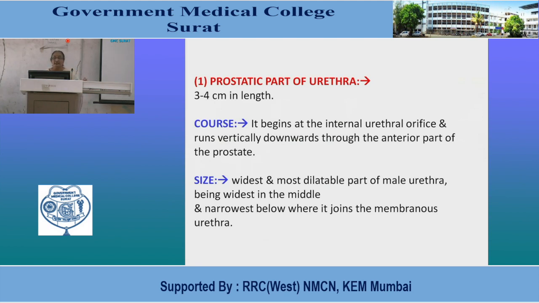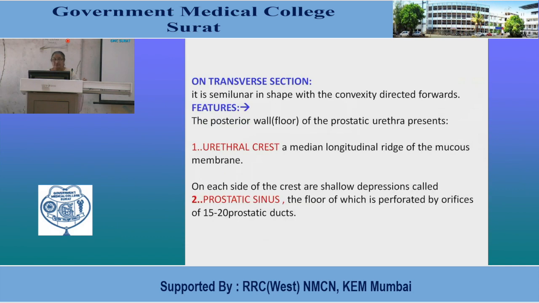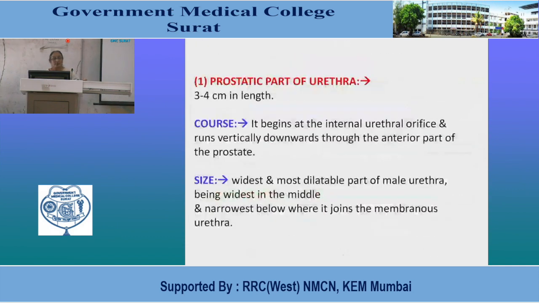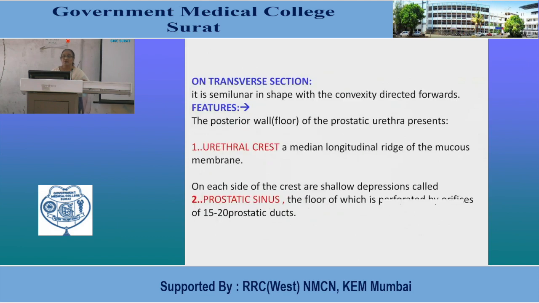Moving toward number 1, the prostatic part of the urethra, 3 to 4 centimeters in length. Course: it begins at the internal urethral orifice and runs vertically downward through the anterior part of the prostate. It is the widest and most dilatable part of the male urethra, being widest in the middle and narrowest below where it joins with the membranous urethra. On transverse section, it is semilunar in shape with the convexity directed upwards.